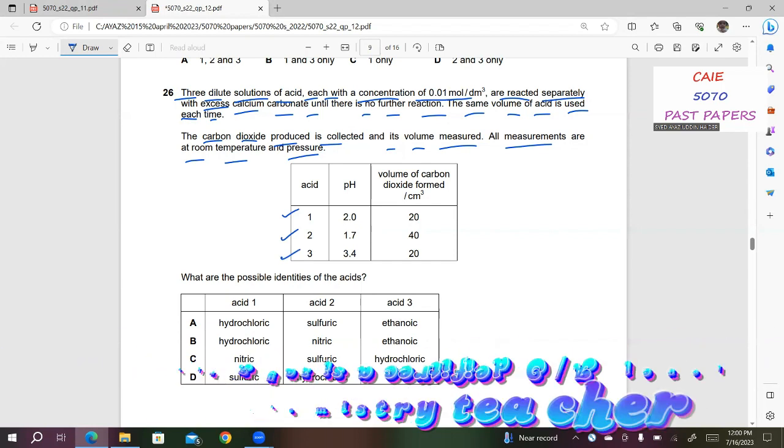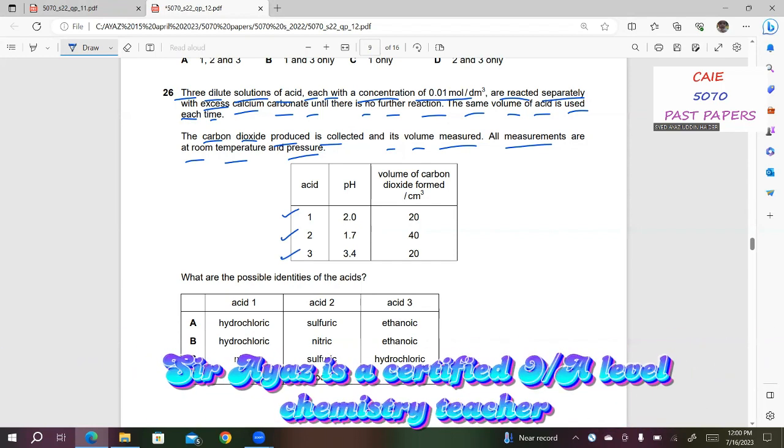pH is provided. pH is 2, 1.7 and 3.4. Volume of carbon dioxide formed for acid 1 and 3 is same, but for acid 2, it's different. What are the possible identities of the acids?